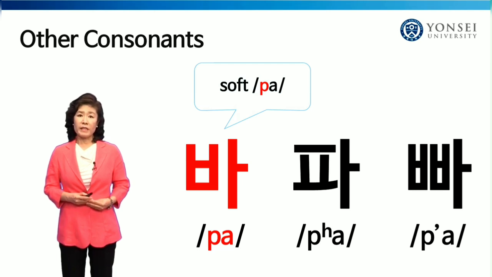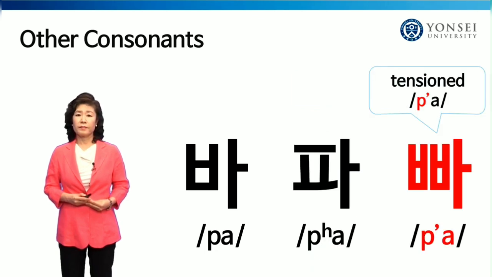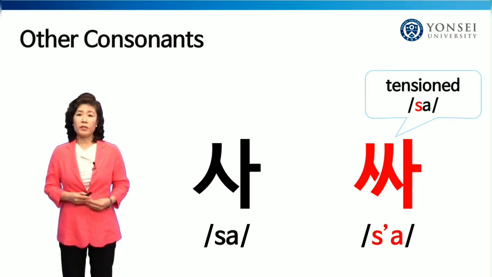Pa is a soft P sound, different from the English B, pa. Pa is aspirated like P, pa. But ba is tense without aspiration, ba. Sa is a little aspirated as the tongue touches behind the gums in between S and C, sa. Sa is more similar to S and is tensioned, sa.